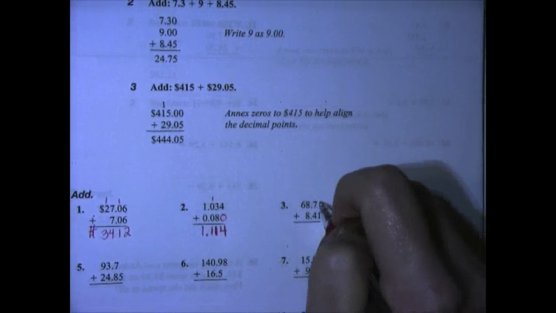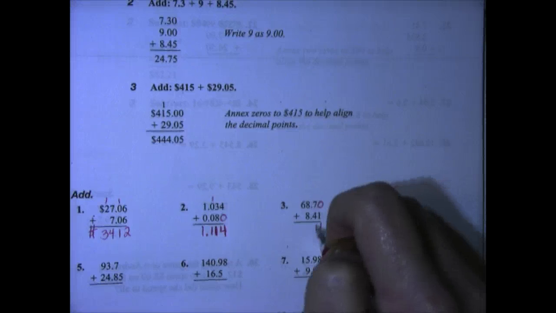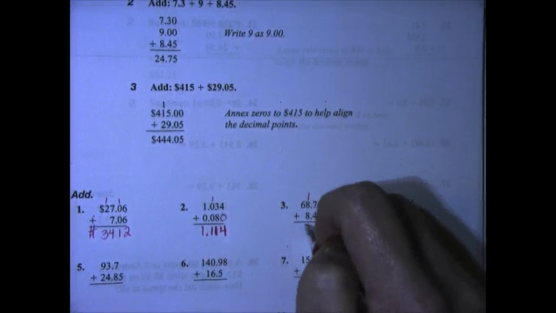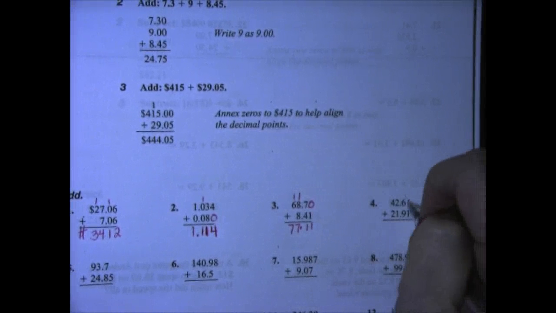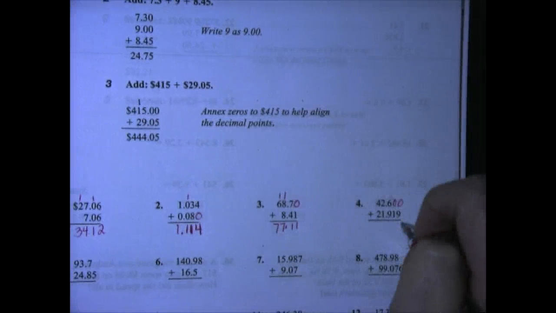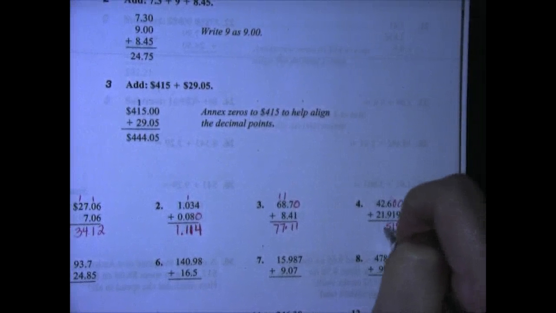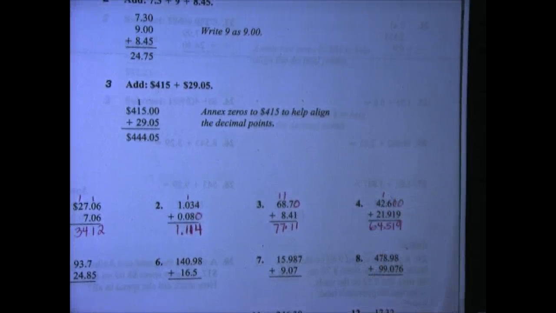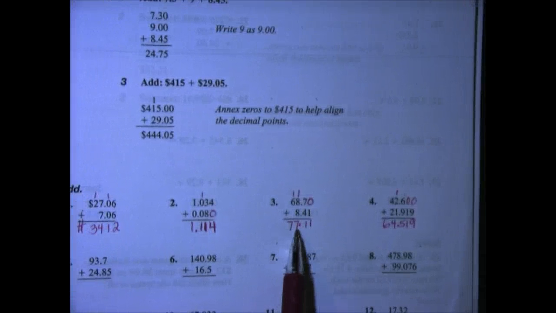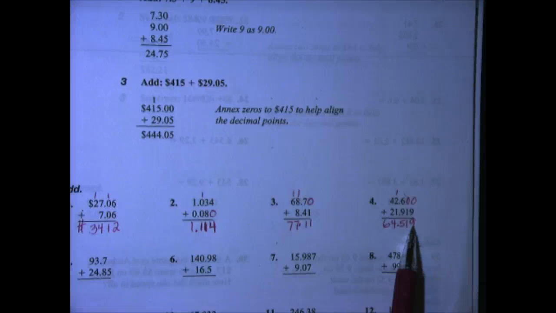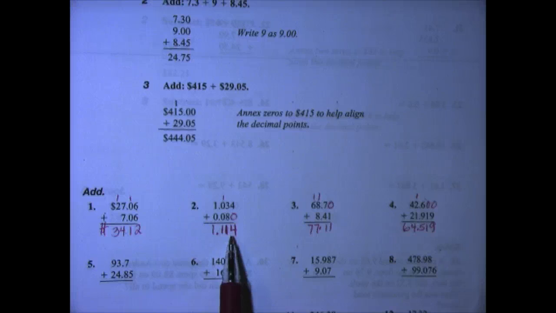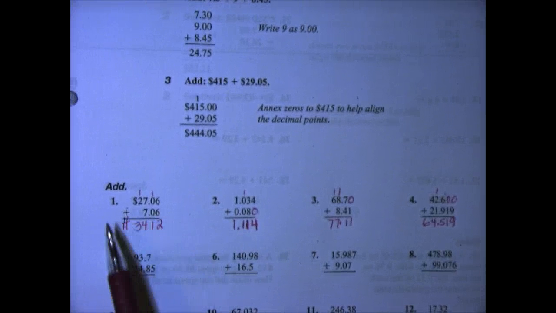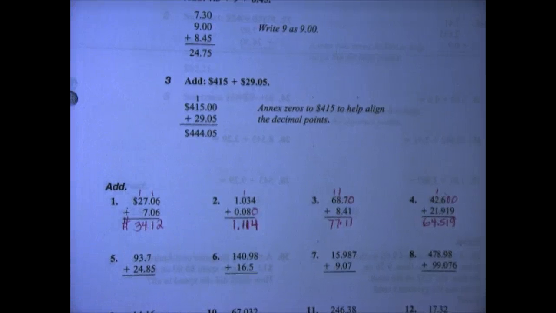So number 3, you can put a 0 as a placeholder. $77.11. Again, here you can use zeros for placeholders. $64 and 519 hundredths, if you read it correctly. Here it would be 77 and 11 hundredths, 1 and 114 thousandths. Just because we have a dollar sign here, we would just read this $34.12 because of the dollar sign.